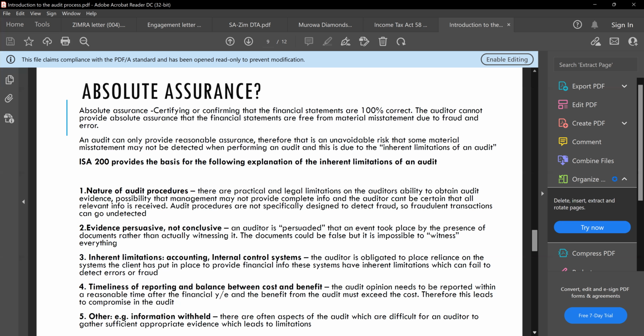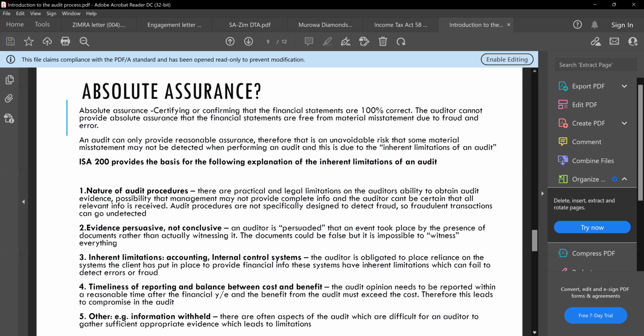ISA 200 provides the basis for the following explanation of the inherent limitations of an audit. I've just summarized them here. Number one, the nature of the audit procedures, right? There are practical and legal limitations on the auditor's ability to obtain audit evidence, and a possibility that management may not provide complete information, and the auditor can't be certain that all the relevant information has been received.